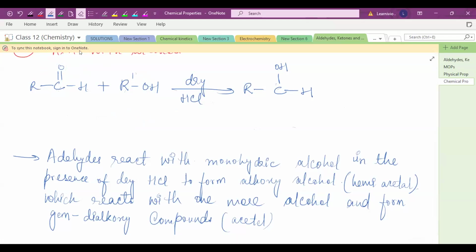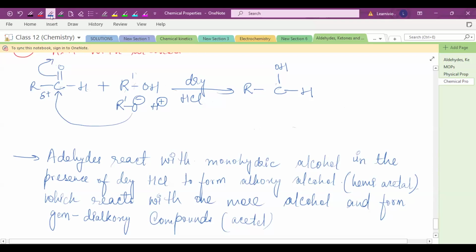Okay, let's understand the mechanism. And now what happens in this? This R dash OH, the bond will not cleave from here, it will cleave from here. This OH bond will cleave, and it will dissociate to form R dash O minus and H plus. Now in this carbonyl compound, this carbon is electropositive, right? So the negative part of this group will get attached to this carbon, and the negative charge will shift here.